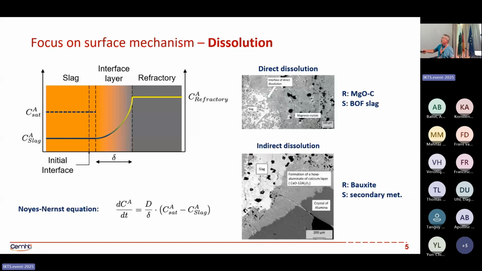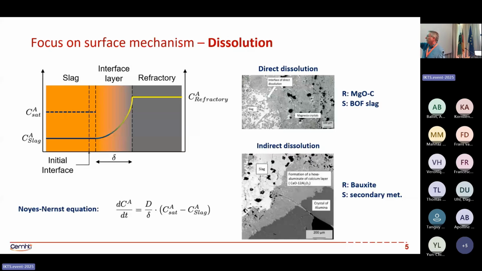And of course, depending on the composition of the slag and the composition of the grains of the refractory, we can observe a direct dissolution without limit, or an indirect dissolution with the precipitation of a kind of protective layer limiting the reaction. And this has been described, from the kinetic point of view, by the Nernst equation, relating the concentration rate with the concentration gradient, the diffusion coefficient and the thickness of the layer. Here it is a very simple problem and a very simple model.